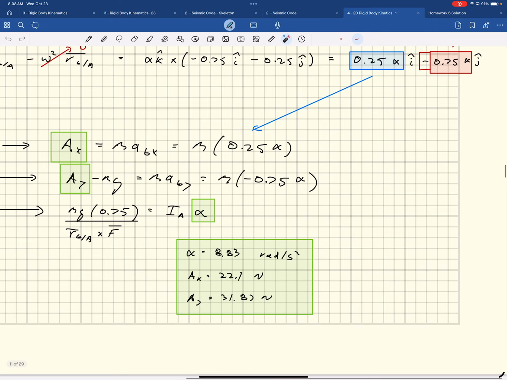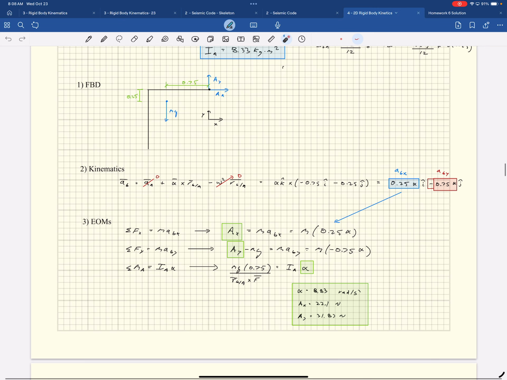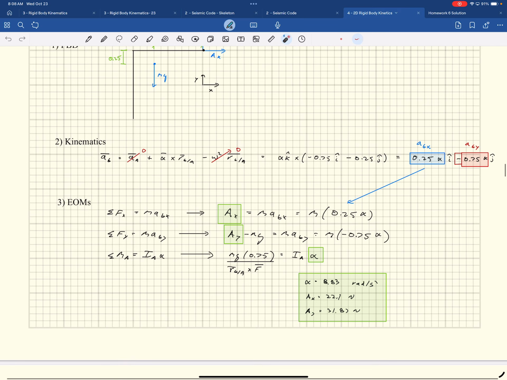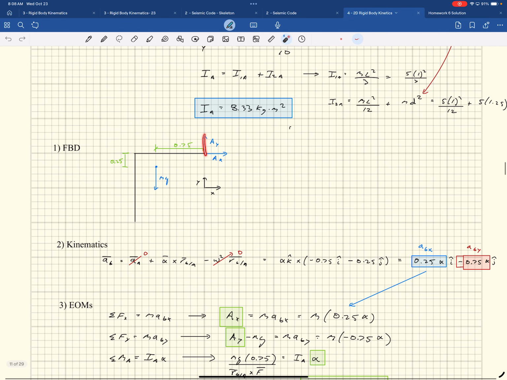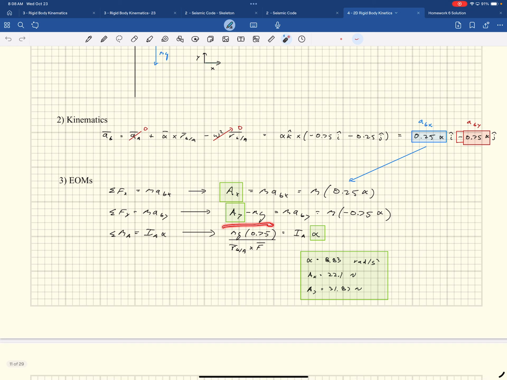Then we came down, and then we did sum of the forces in the X. I just look at my free body diagram, say what's acting on it. Well, I only got AX right there, right? And then I just substitute in the 0.25 alpha. And then I look at what's happening in the Y. I got AY and I got MG, right? And then I go AY minus MG is equal to M AGY. I take that AGY, put it down there, right?